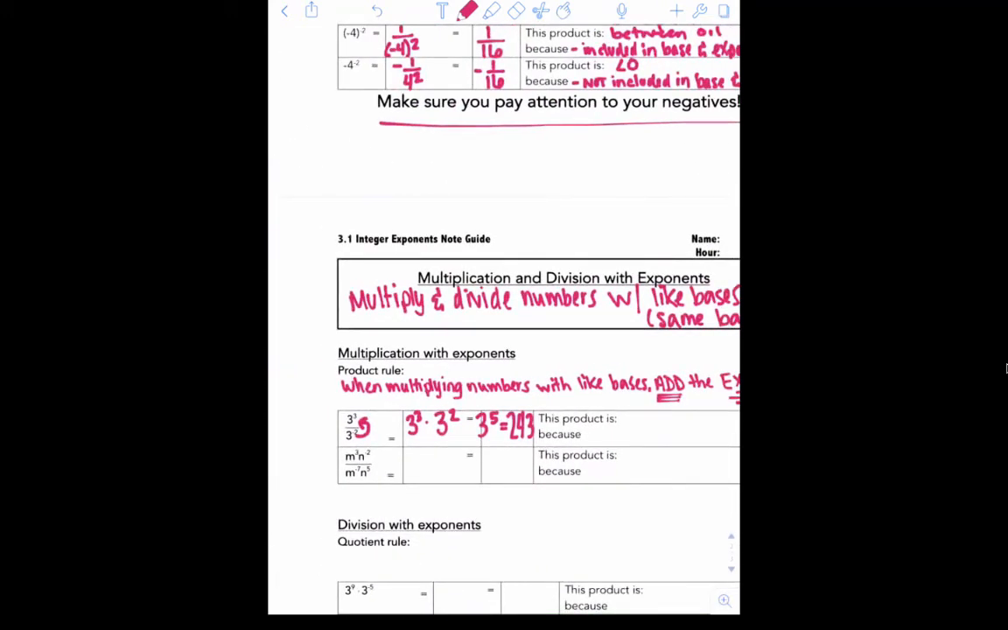Once again, let's answer this question. This product, 243, is greater than 1, and this is because we multiplied numbers that had positive bases in the numerator.